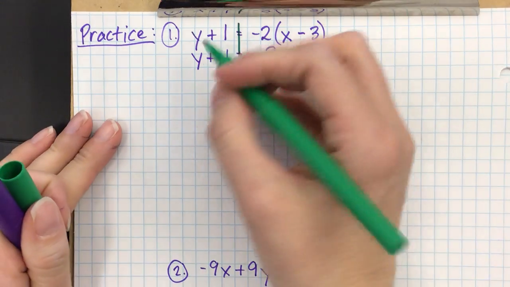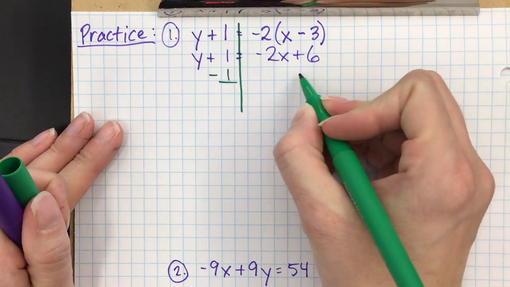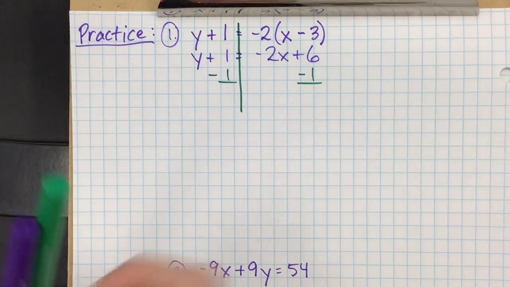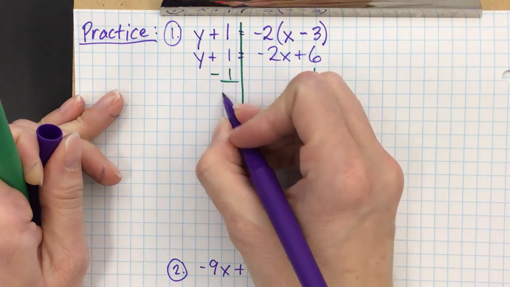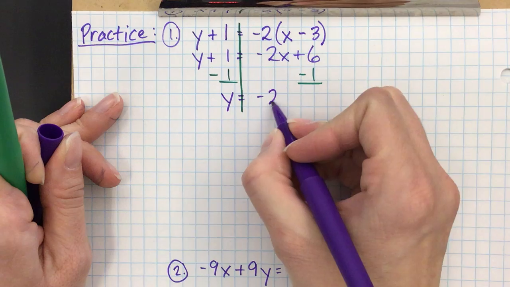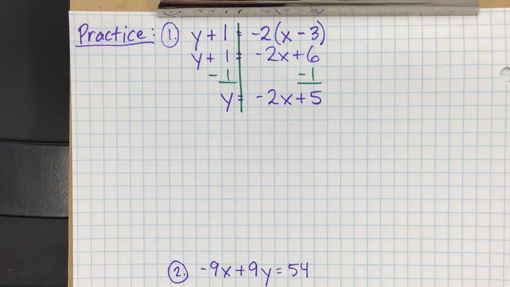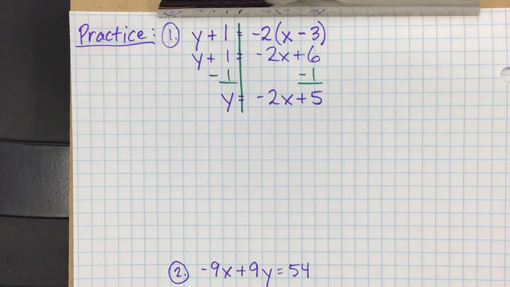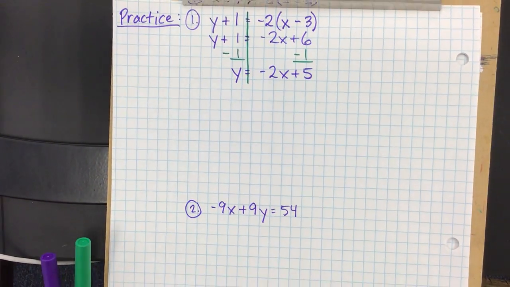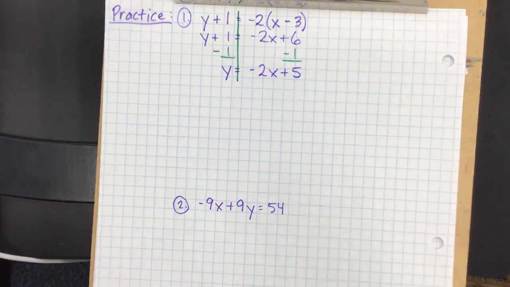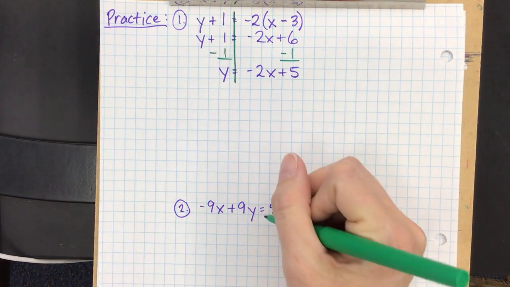Okay, once I've simplified this side, I can subtract one from both sides. And I'm going to get y is equal to negative 2x plus 5. And for the sake of time, I'm going to show you the work on the other one too, because I don't know that we're going to have time to graph it before you guys leave.